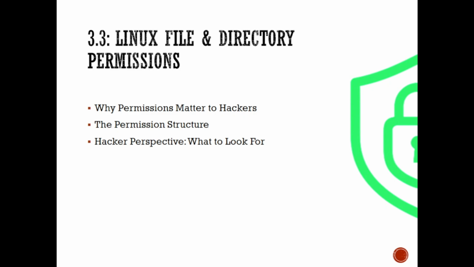SUID, SGID, sticky bits. These are special permissions that get interesting. SUID, chmod 4755, runs as the owner, not the user. SGID inherits the group. The sticky bit restricts file deletion in shared directories like /tmp. Check for them with bash: find / -perm -4000 2>/dev/null. If you find SUID binaries owned by root, test them. They might let you escalate privileges.